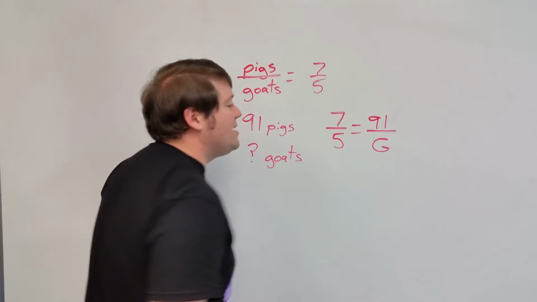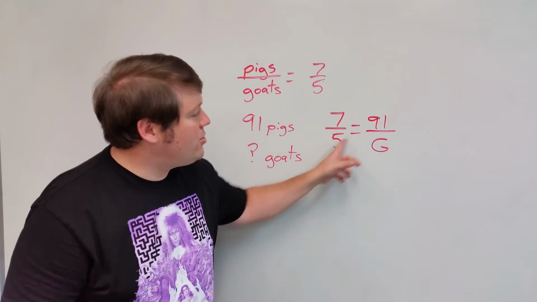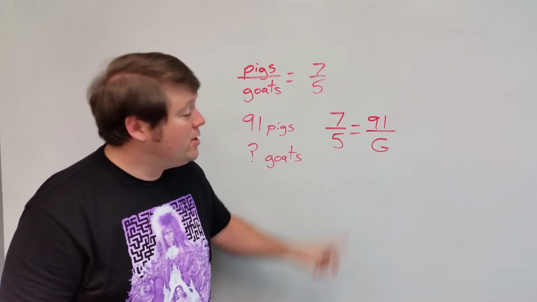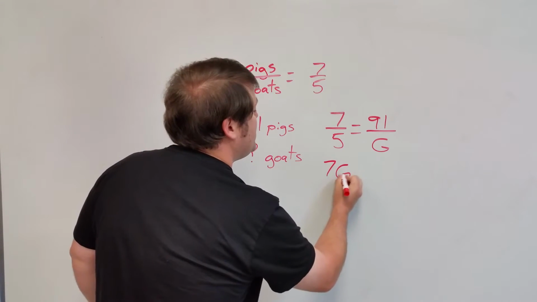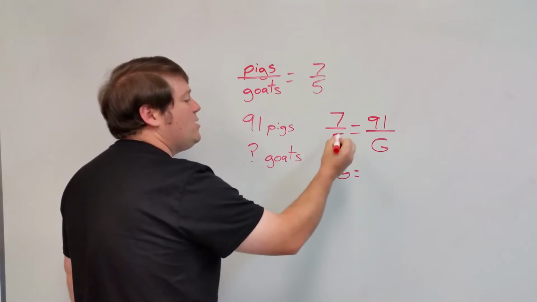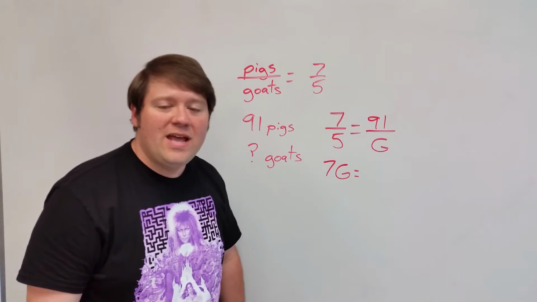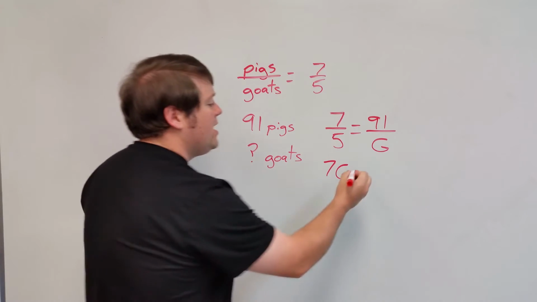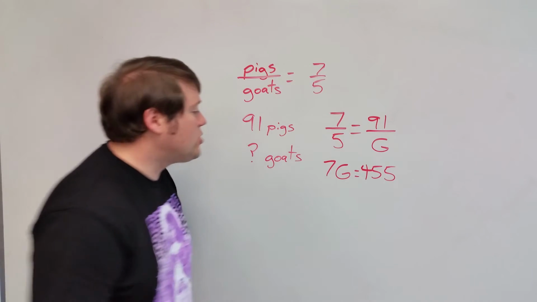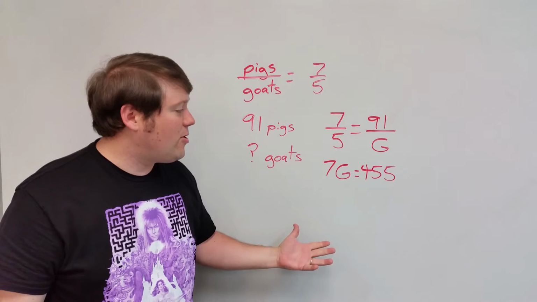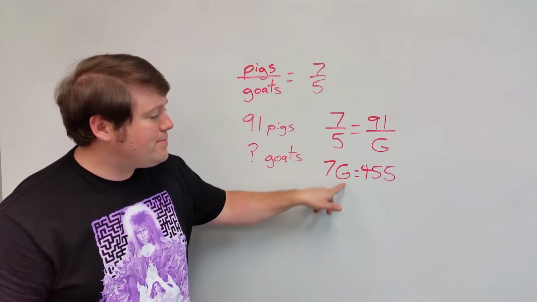We're going to solve it the exact same way. We're going to say the cross products are equal. So I'm going to say 7 times G, 7G equals 91 times 5. And 91 times 5 is going to be 455.